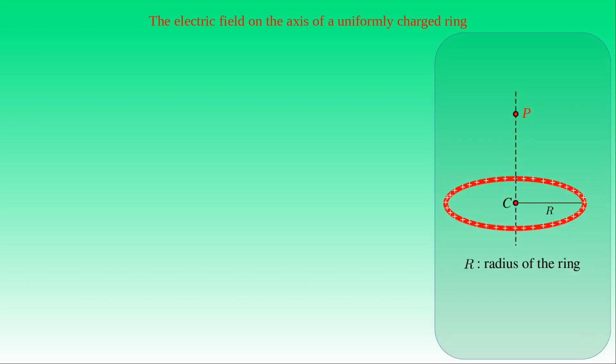The next example is rather similar to the previous one, where we determine the electric field created by a uniformly charged thin ring on its axis. We suppose that the thickness of the ring is much smaller than its radius and approximate the ring with a circle, along which the charge is uniformly distributed. The figure shows a positively charged circle with the radius capital R and the point P on its axis where we want to determine the electric field strength.